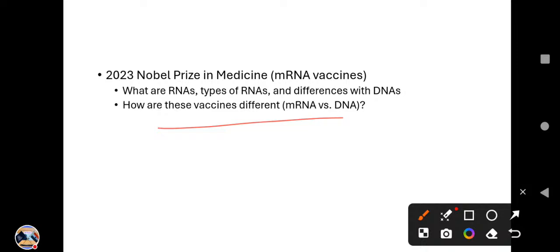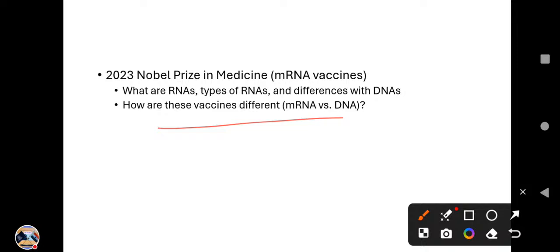Okay, messenger RNA vaccines are a type of vaccine that uses messenger RNA to instruct cells in the body to produce a specific viral protein, such as the spike protein of the COVID-19 virus. This protein triggers an immune response, helping the body build immunity against the virus. Okay, and mRNA vaccines do not contain live or weakened viruses. This is a very important point you should remember from a prelims perspective.